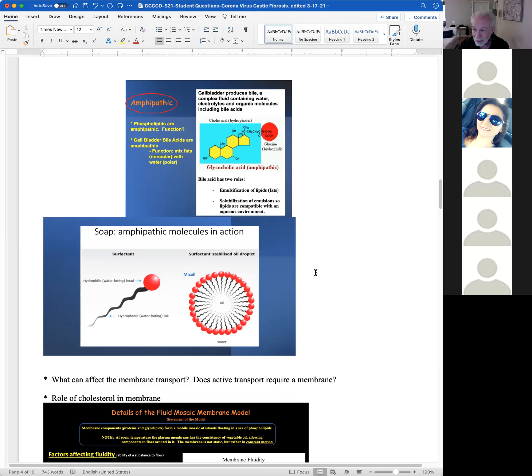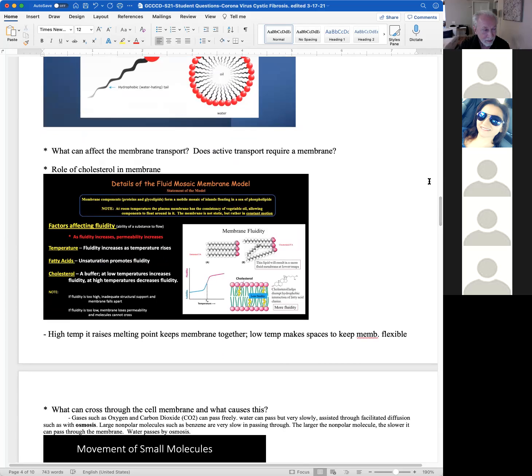Okay, any questions about that? No? Okay, several other questions were about what can be transported across a membrane? Does active transport require a membrane? And what's the role of cholesterol in a membrane? So I'll try to deal with all of those with this one slide.